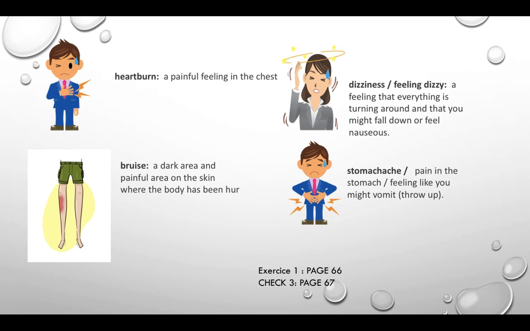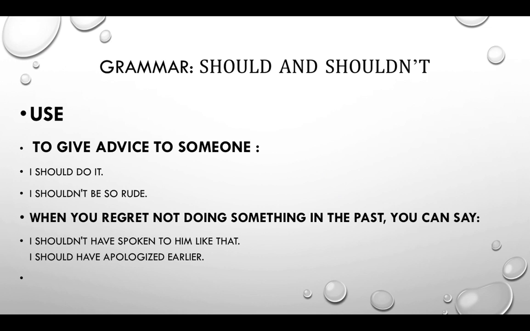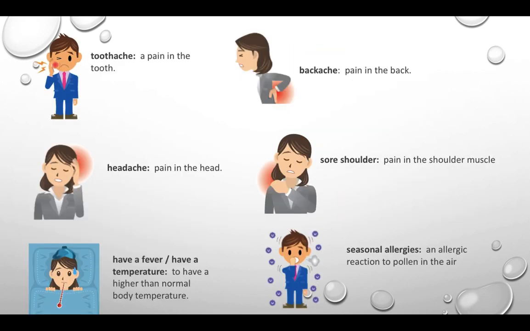Stomach ache is a pain in the stomach, or feeling like you might vomit. To vomit means to throw up. Sometimes when you eat something that is not good, you're going to have a stomach ache and then you are going to vomit, or throw up. This is the vocabulary that we have, and you should write it in your copybook, in the lesson part.